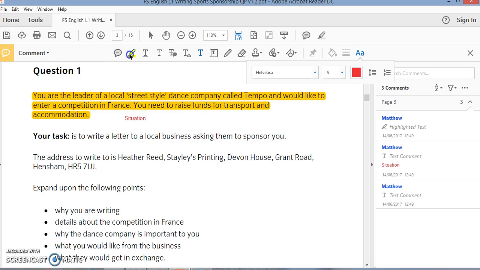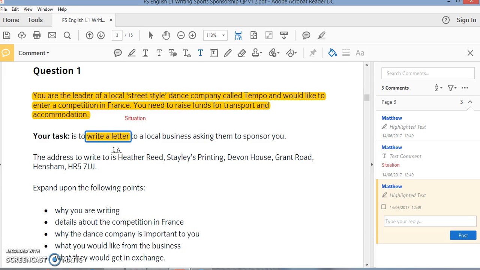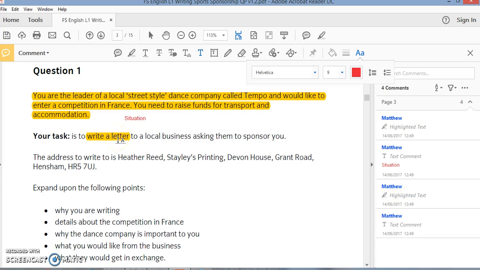Now, then we need to think about layout. Now that's fairly straightforward. We're being asked to write a letter. So again, layout, fairly straightforward.